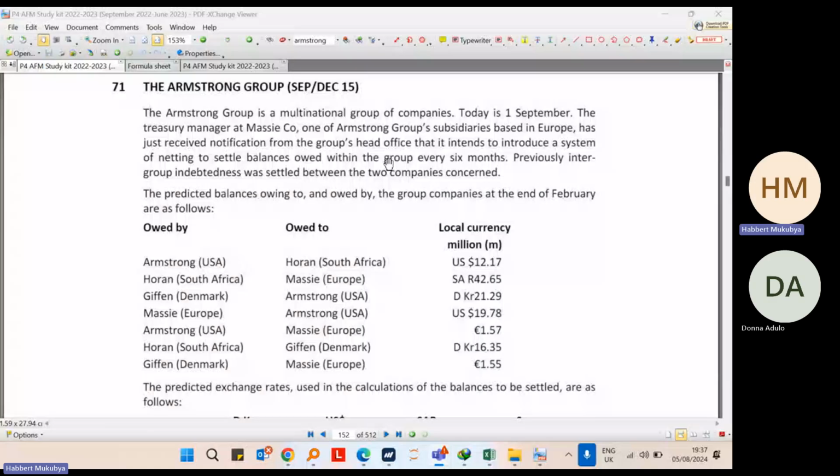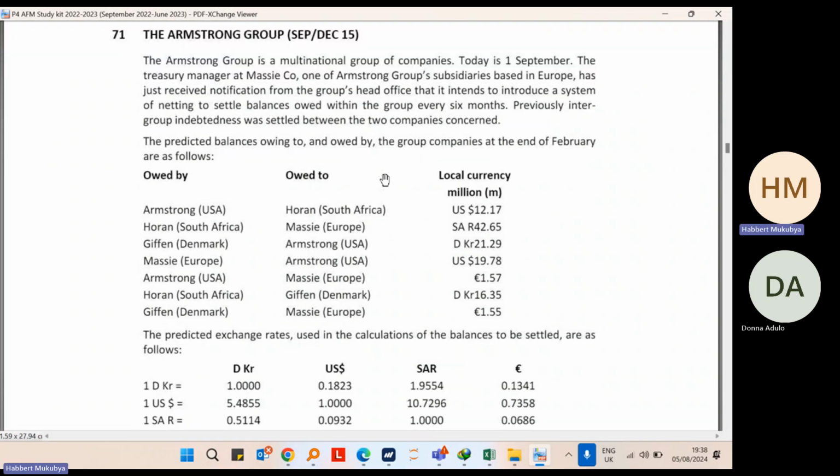So we are going to look at this question, the Armstrong Group, and this question is all about finance when you look at forex hedging.